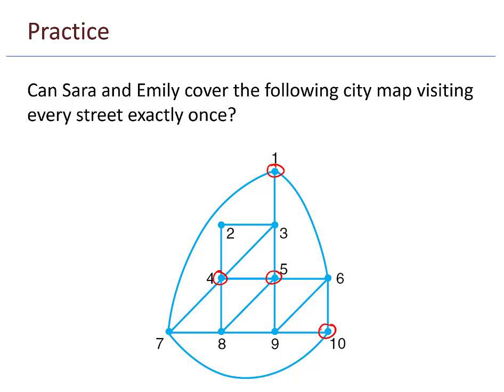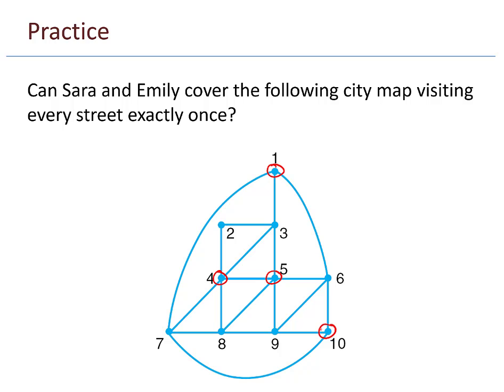So definitely there's not an Eulerian circuit. This is not an Eulerian graph. And there's no Eulerian trail. So they can't start and stop at the same spot, and even if they're traveling together, they can't cover the whole city. But what about if they split up?